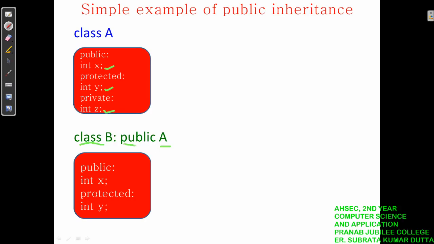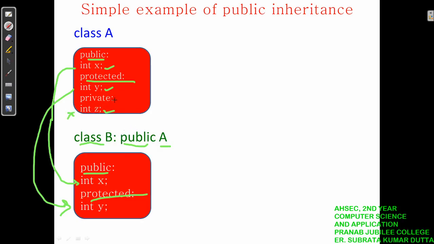with visibility mode public, right? So what class B inherits, x will come, right? x comes here directly, same as we have discussed in the rules. Public will remain public. Then y comes here, y is also inherited, protected will remain protected, but z is not inherited.